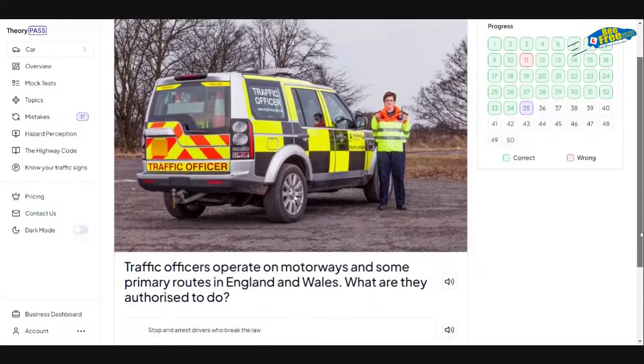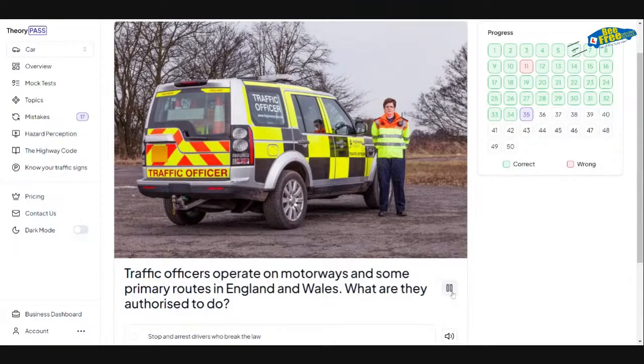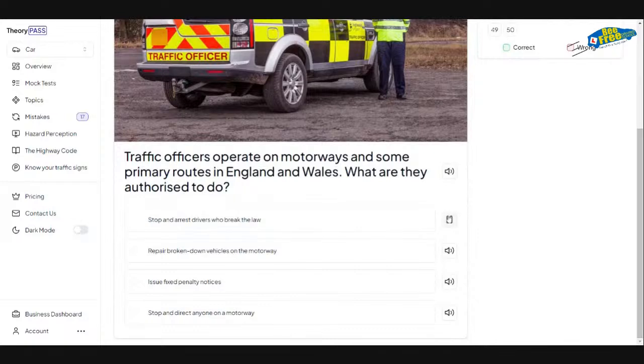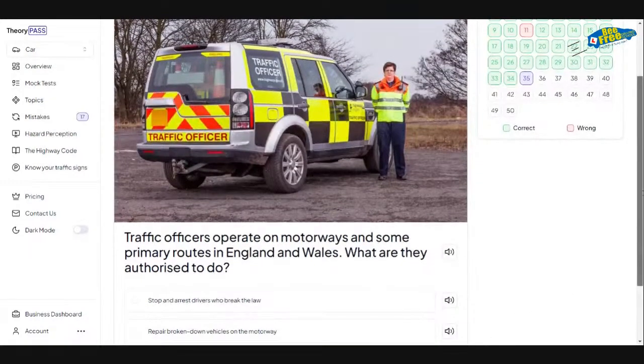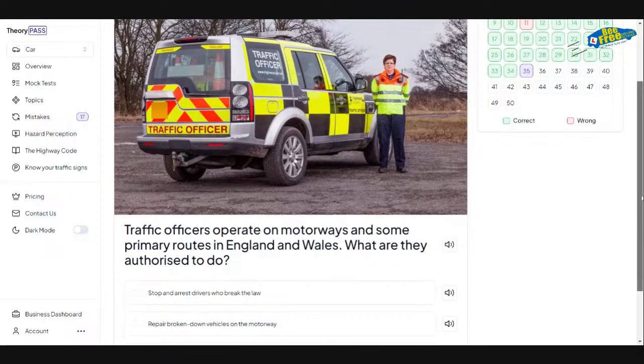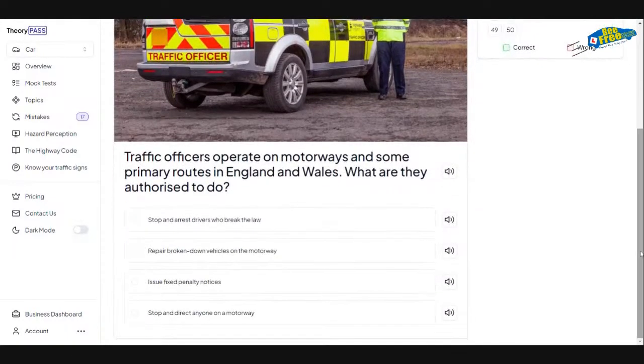Right. Question 35. We're getting through these, aren't we? Traffic officers operate on motorways and some primary routes in England and Wales. What are they authorised to do? Stop and arrest drivers who break the law. Repair broken down vehicles on the motorway. Issue fixed penalty notices. Stop and direct anyone on a motorway. So they're traffic officers as opposed to police officers. So I would go with issue fixed penalty notice. The other ones don't make sense. They're not going to repair broken down vehicles on the motorway. That's going to be roads breakdown assistance.